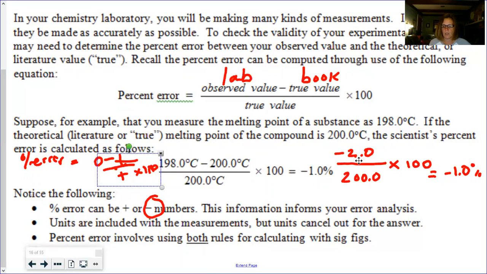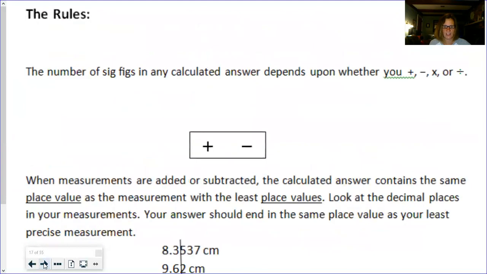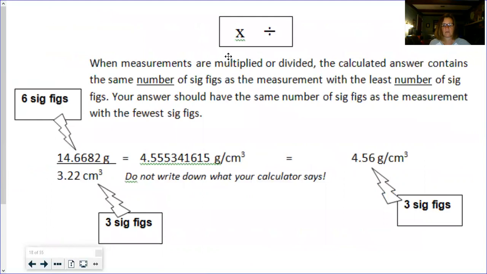All right, so we had 2 sig figs in our numerator, 4 sig figs in our denominator, so our answer has to have 2 sig figs. So that is an example of our second rule for calculating with sig figs. When you divide, the calculated answer contains the same number of sig figs as the measurement with the least number of sig figs. All right, and so we just saw that in the example that we did.